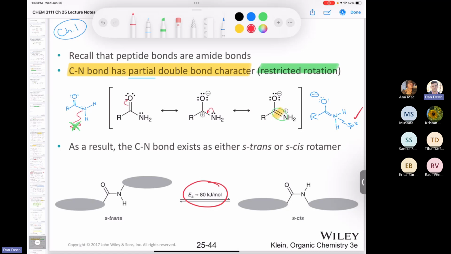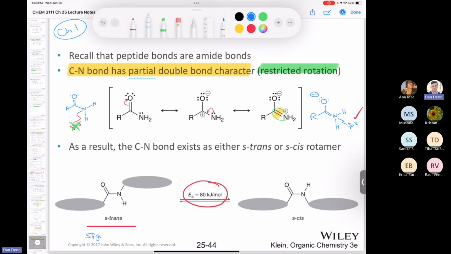And that's one of the reasons why amides have this backbone that tends to be locked in certain conformations, because the peptide is going to prefer the S-trans conformation. You can see why. There's less steric hindrance here. So if you're wondering what S-cis and S-trans stand for, the S stands for sigma.